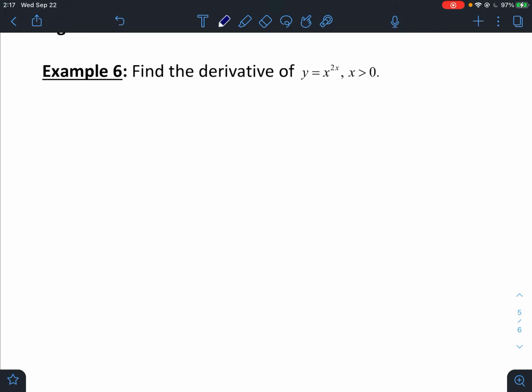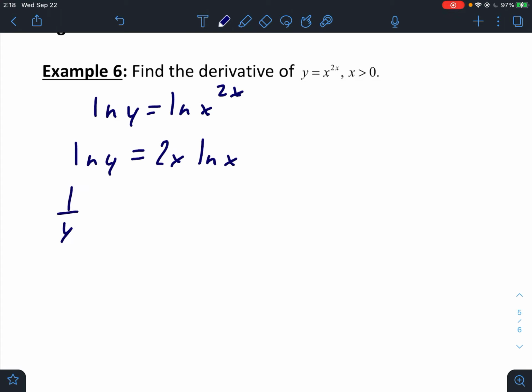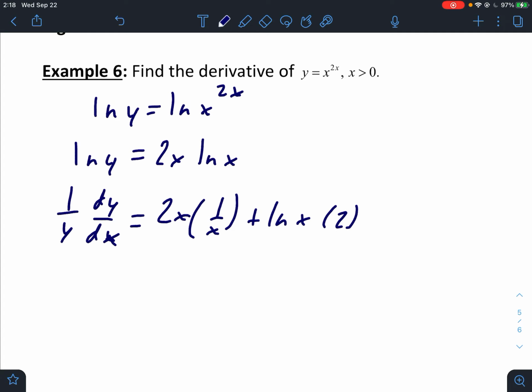So how do you use logarithmic differentiation? What you're going to do to start is take the natural log of both sides. Using a rule that you learned back in Algebra 2, that allows us to bring the 2x down out in front of the ln x. Now if we take the derivative of both sides, the derivative of the left side would be 1 over y dy/dx. On the right side, we have a product rule. So 2x times 1 over x plus ln x times 2.